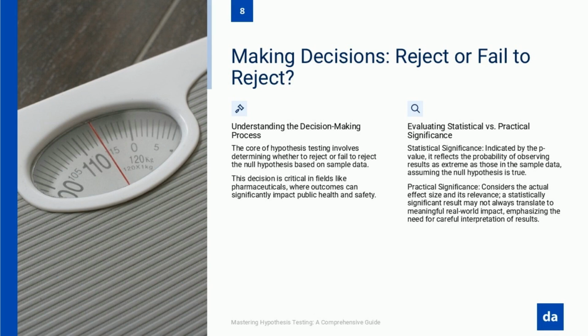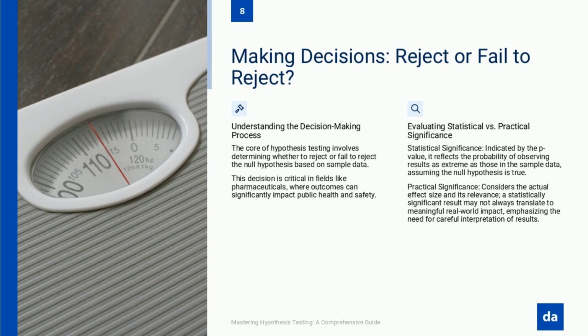Statistical significance, typically determined by the p-value, indicates the probability of observing results as extreme as those in the sample data, assuming the null hypothesis is true. However, statistical significance alone does not always translate to meaningful real-world impact. Practical significance takes into account the actual effect size and its relevance in the context of the study.